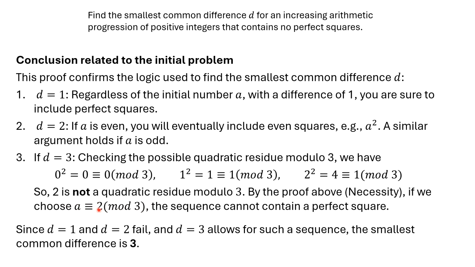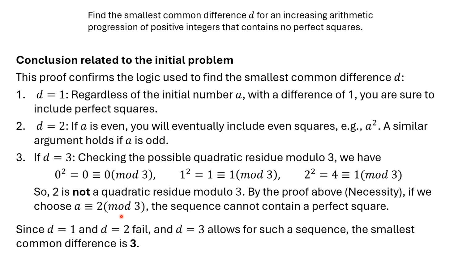So if you start with 2 or 5 or 8 and so on, and your sequence has d equal to 3, you're never going to hit a perfect square in that case. Okay, so that's the answer. The answer is d equals 3, and a is 2 mod 3.